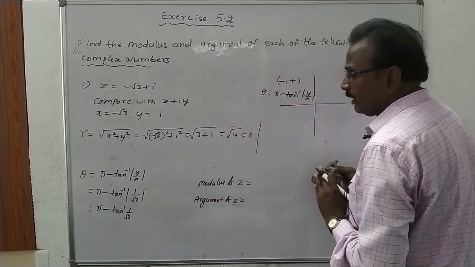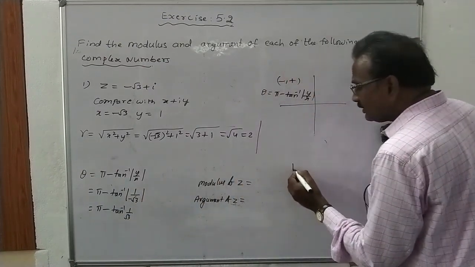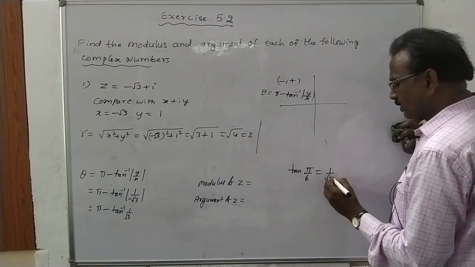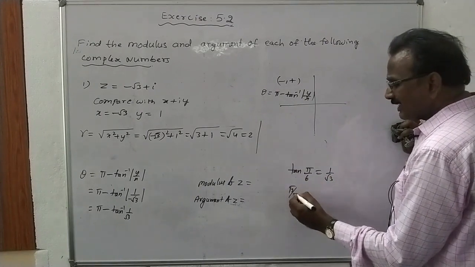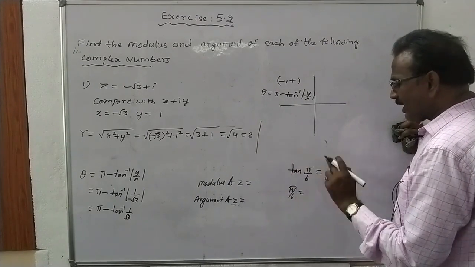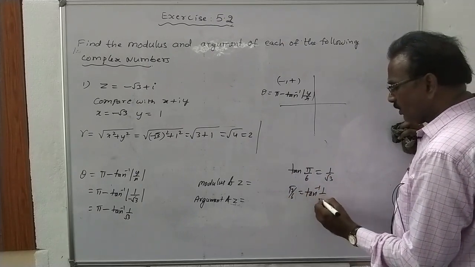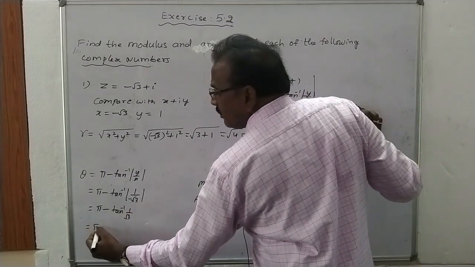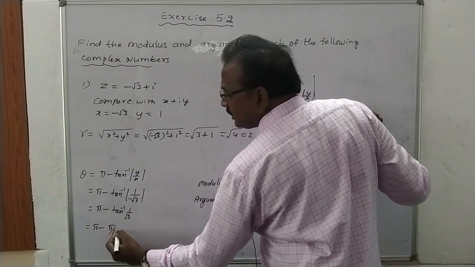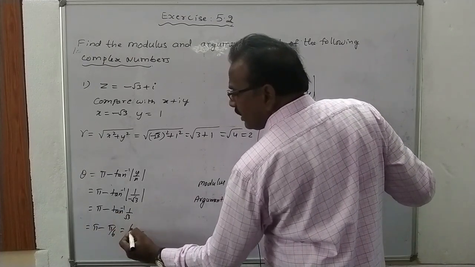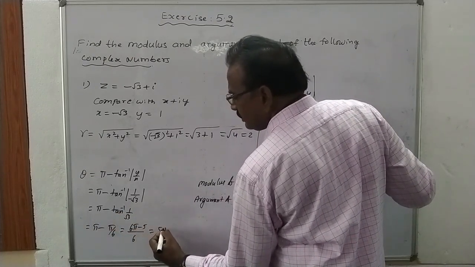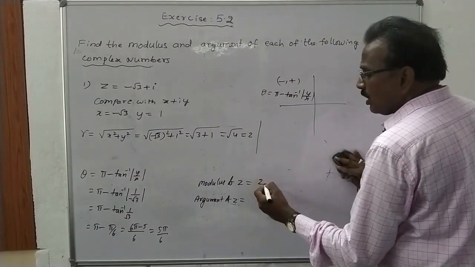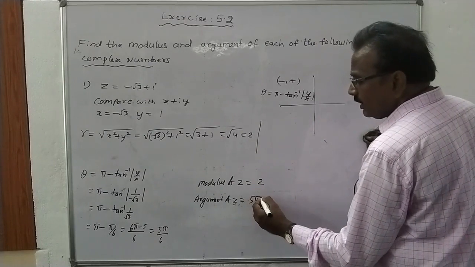Modulus of minus root 3 is equal to root 3. So therefore here, what is tan 30 degrees? Tan pi by 6 value is 1 by root 3. Therefore pi by 6 is equal to tan inverse of 1 by root 3. So pi minus tan inverse 1 by root 3 is pi minus pi by 6. Take LCM 6, 6 pi minus pi, that is 5 pi by 6 is the value of theta. So therefore modulus of z is equal to 2 and argument of z is equal to 5 pi by 6.